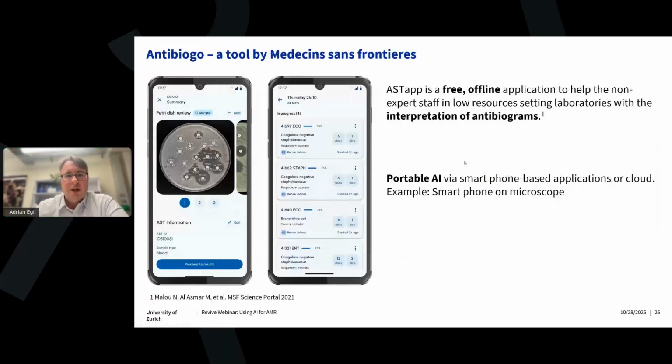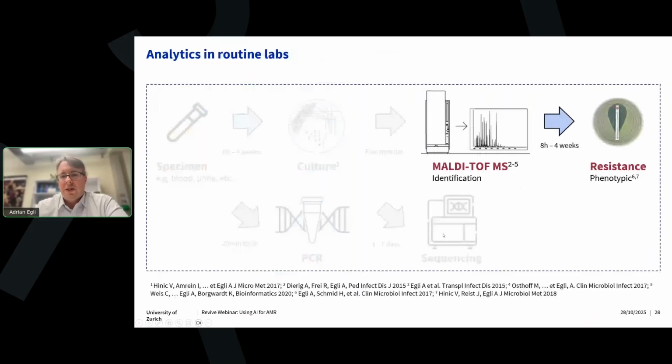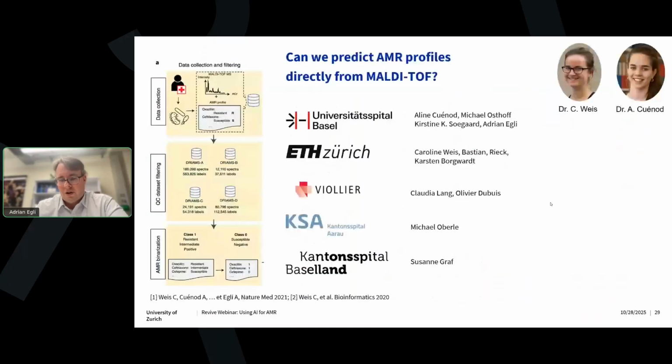Okay, so what you can also use is an image device with a smartphone. So there's a very nice tool which is free and which you can access over Médecins Sans Frontières, and this could help you in your lab, and it's basically a portable AI system. So that also exists. And now I want to focus on MultiTOF, because here also AI can be very strong, and I think there's a lot of research ongoing.